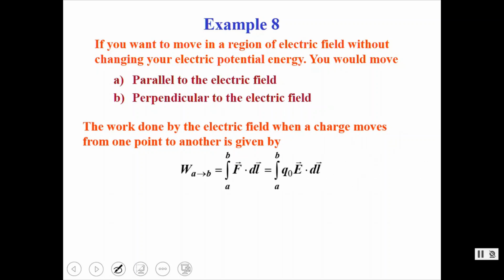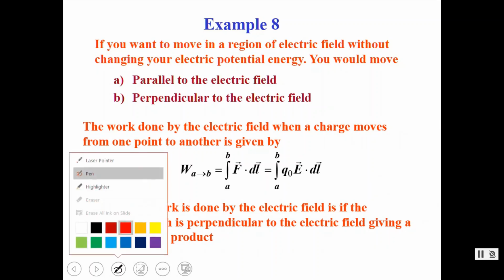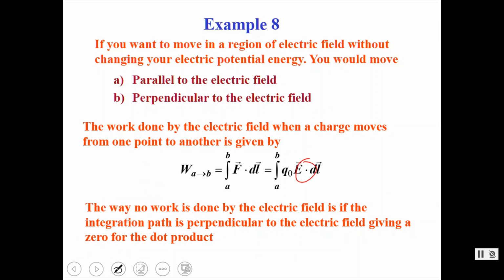So our equation would be this guy right here. But there's no work being done if you move perpendicular to the field. Therefore, in order for work to be done, you have to move parallel to the field. And that's due to that dot product. Remember that the dot product means that we're only going to have work if at least some component is parallel. So moving perpendicular always means zero work.